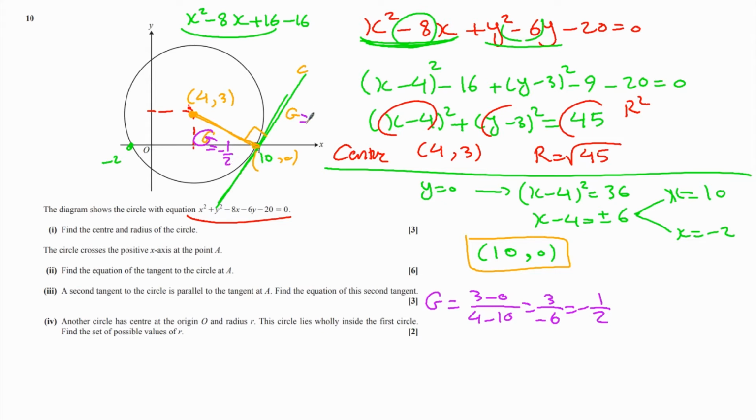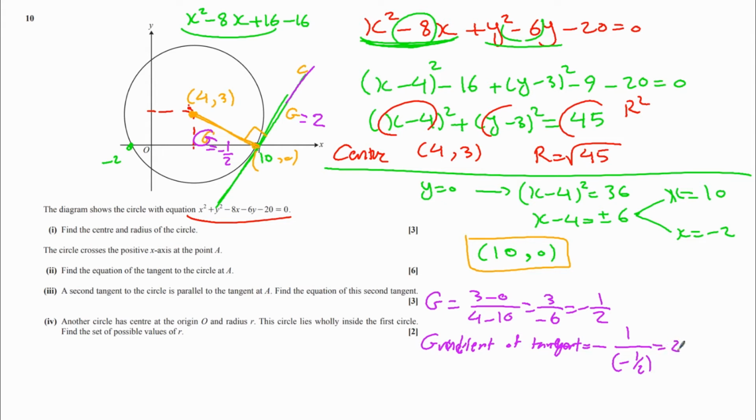The gradient of the tangent, because it is perpendicular, is the negative reciprocal. So the negative reciprocal of minus 1 over 2 is just 2. So the gradient of the tangent is 2, and we know it is passing through (10, 0). The gradient of the tangent is the negative reciprocal of minus 1 over 2, which is just 2.